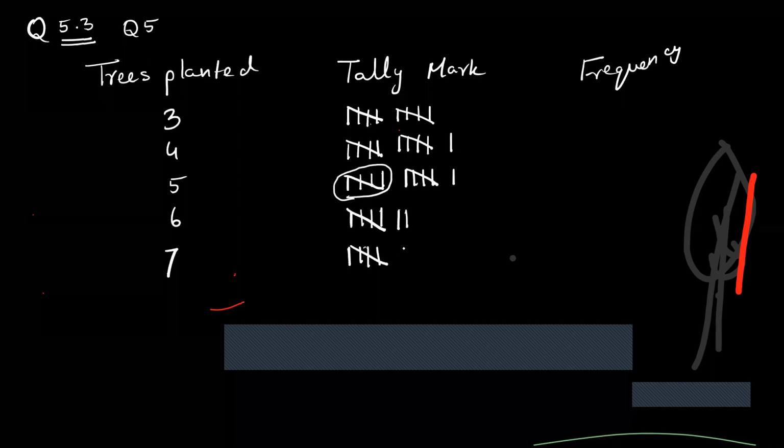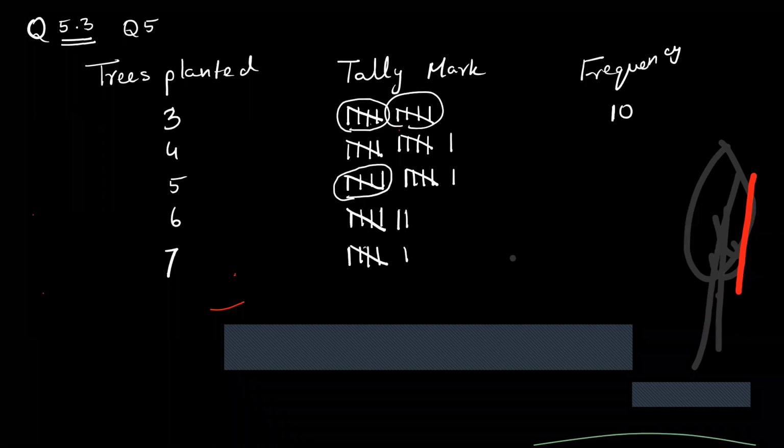7. Okay. So now when we went one by one and made these tally marks, frequency will be easy because we don't have to count one line at a time. I know this is 5, and this is 5. 5 and 5 make 10. So frequency here is 10. That means 10 people are planting 3 trees.